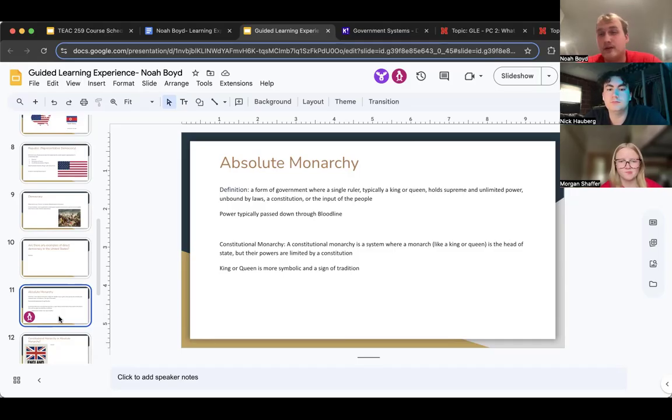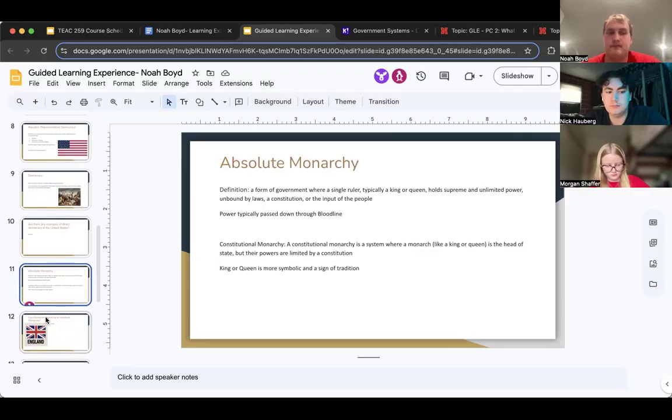And then on the inverse, this is kind of confusing, it might be confusing, is going to be a constitutional monarchy, and this is going to be a form of a limited government. So a constitutional monarchy is a system where a monarch, like a king or a queen, is the head of state, but their powers are limited by a constitution. So they're going to still have democratically elected leaders, and the king or queen, the monarchy, is going to be mostly ceremonial or just a sign of tradition.